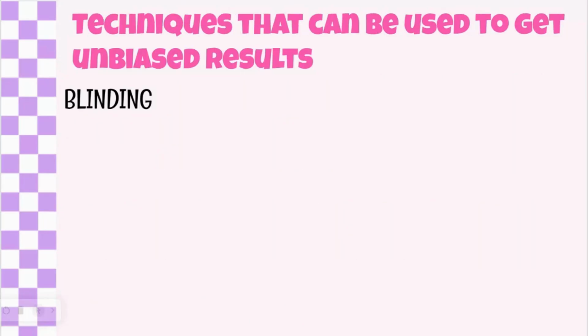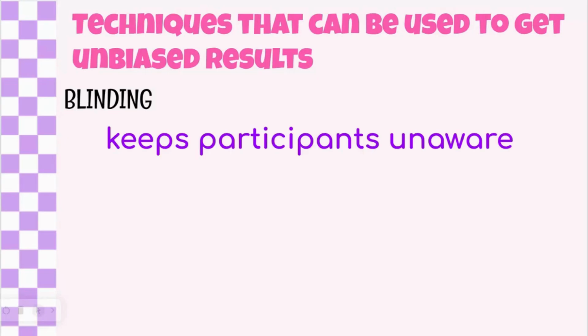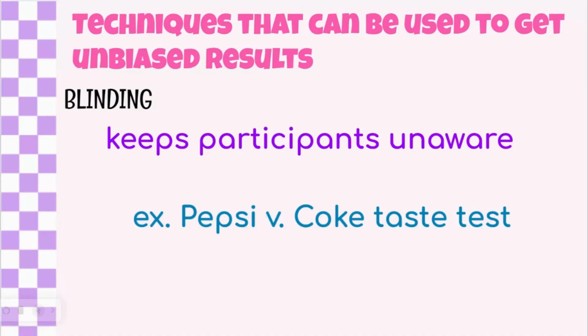Now, if you want to get unbiased results, you could do a few options. The first one is going to be blinding. This is where the participants are unaware of what factors are changing in the survey. So for example, if you were doing a Pepsi versus a Coke taste test, you're not going to say, hey, taste this Pepsi and then taste this Coke and see which one tastes better. You're going to say, here's drink A and here's drink B. Which one do you think tastes better?